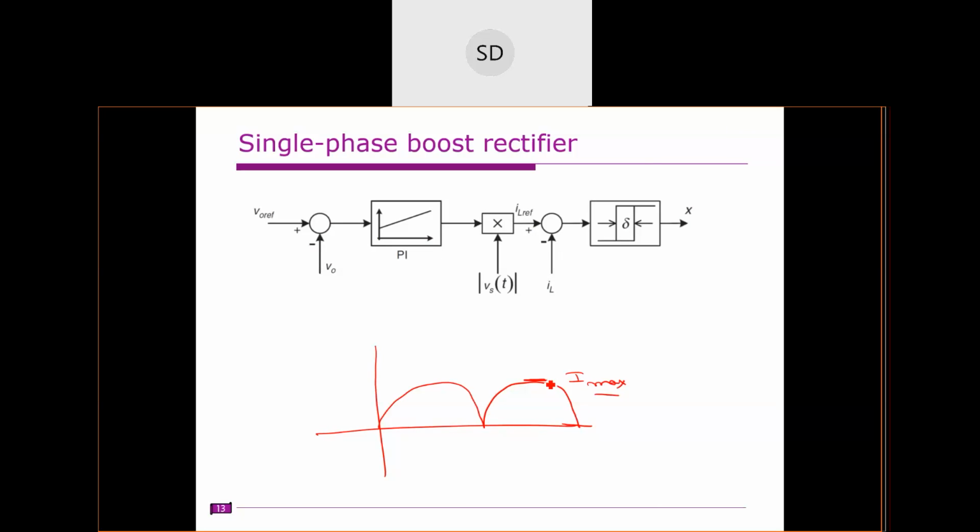If the source voltage is Vm sin omega t, that is Vs of t, then what is |Vs(t)|? It is something like this, right? Vm times |sin omega t|. That is in this shape.